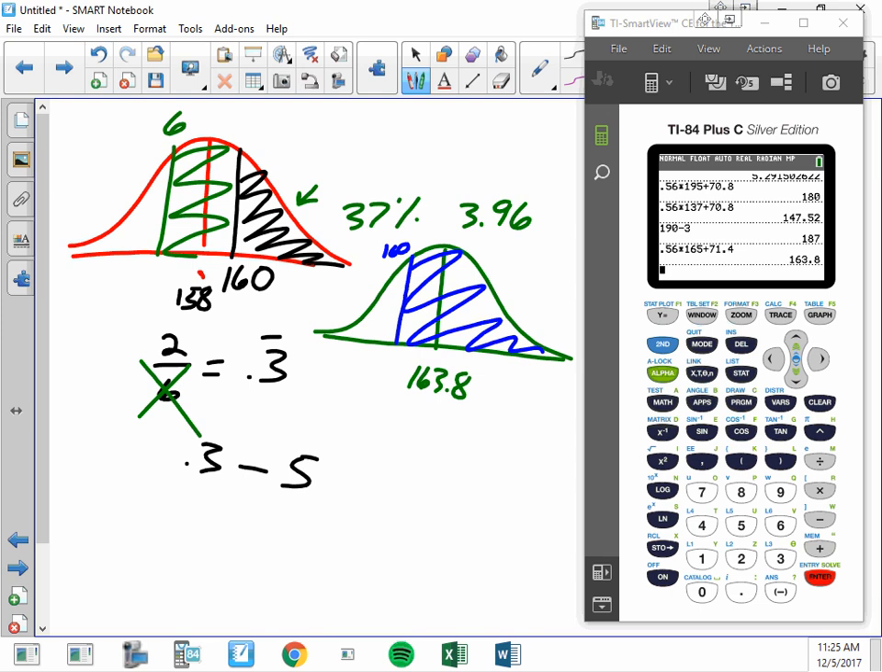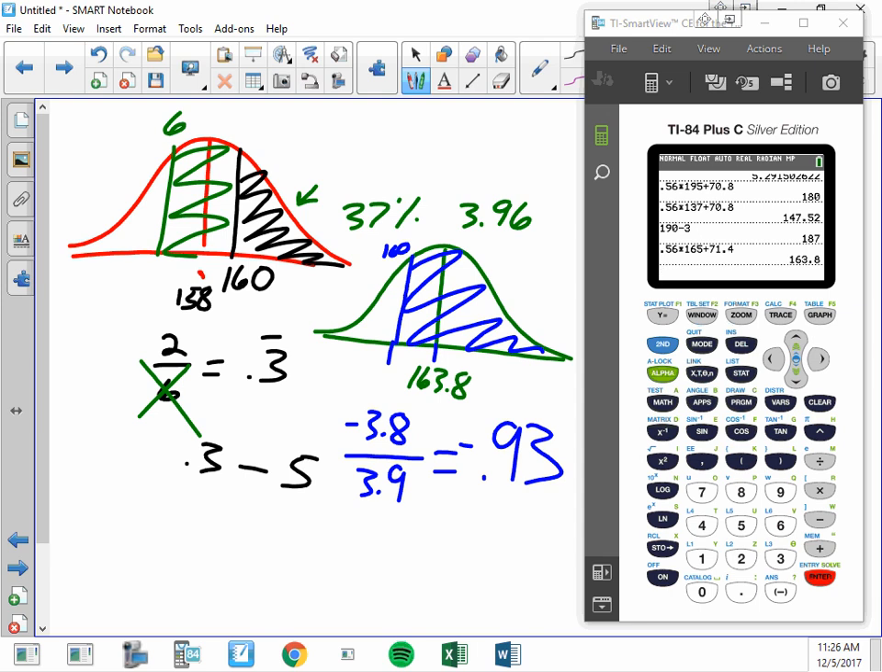So 160 minus 163.8 is negative 3.8. Divide that by 3.9, and I get 0.9. I just found the z-score. So I found the distance from here to here, which is negative 3.8. I divide it by the standard deviation, or the RMS error, and I get 0.93. What does 0.93 mean? It's one RMS error below, so it's actually negative 0.93.